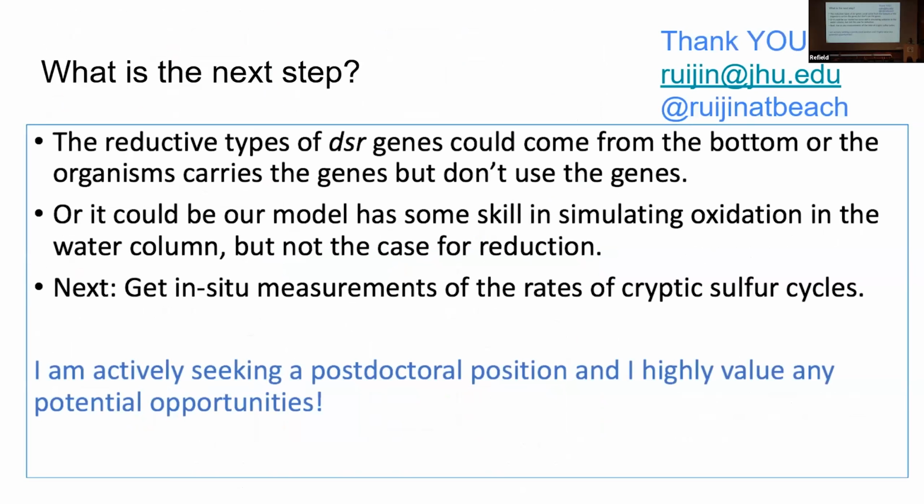So the problem could be with our model, or the problem could be the genes. The reductive types of DSR genes could come from the bottom, or the organisms carry the gene but don't use the genes. Or it could be our model has some skill in simulating oxidation in the water column, but not the case for reduction. Our results also suggest that we do need to include the simulation of sediment processes in our model.